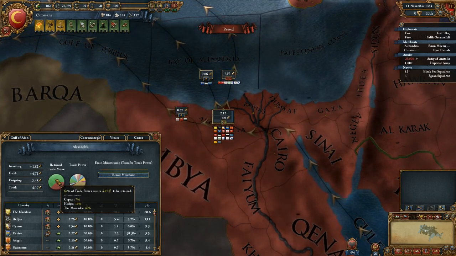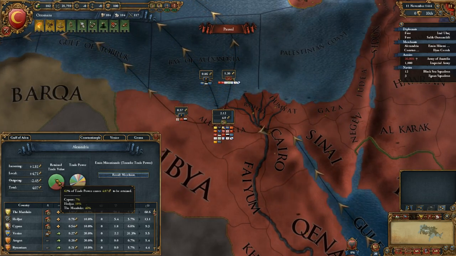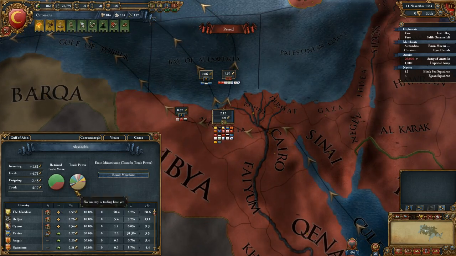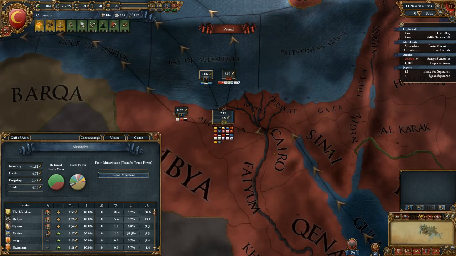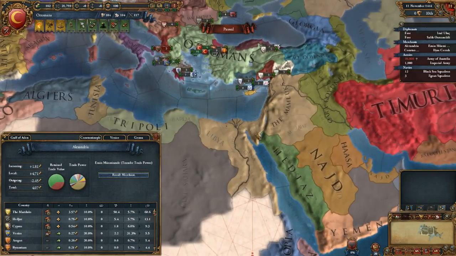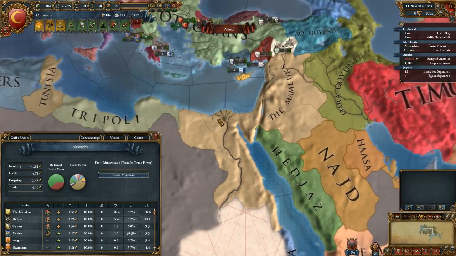So in this case, Cyprus is contributing 7% of that power, Hejaz 10%, and the Mamluks 46%. And the Mamluks, as you can see, control 40% of the trade power in that node. And if we go to the political map mode, it's easy to see why. They control the vast majority of that territory.